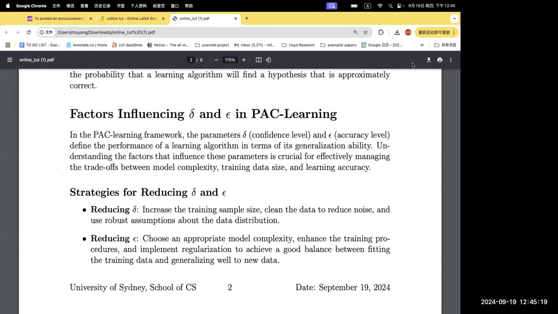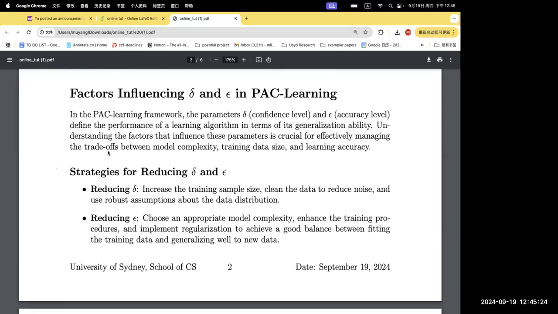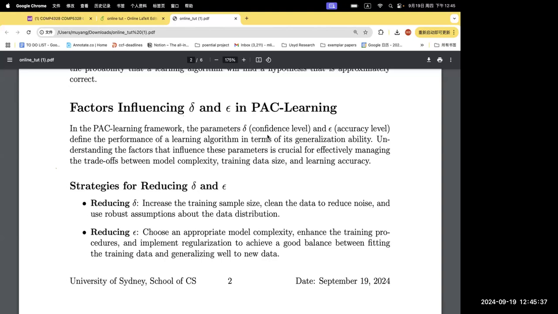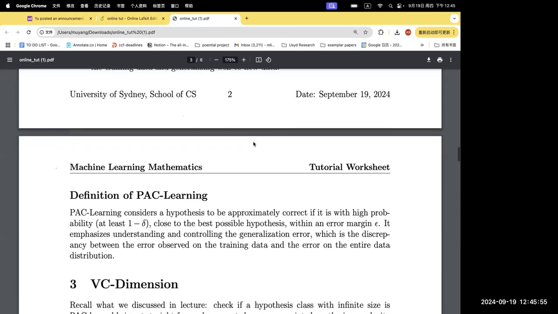And what other factors usually influence the results of PAC learning? We know that both epsilon and delta depend on your sample size. Essentially, this means if you increase the number of training data, your learning algorithm will be more accurate, and you can say with larger confidence that your learning algorithm is more accurate.